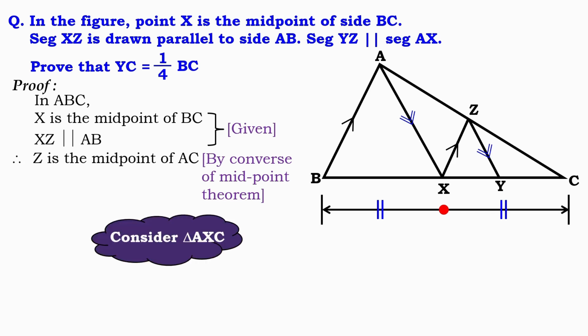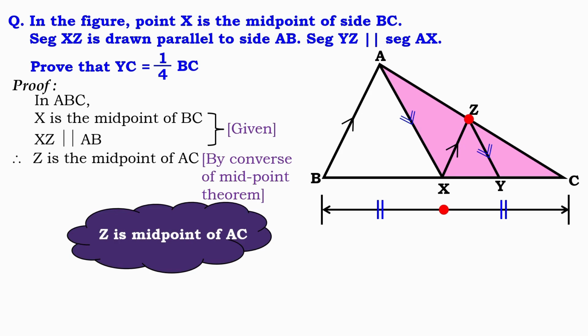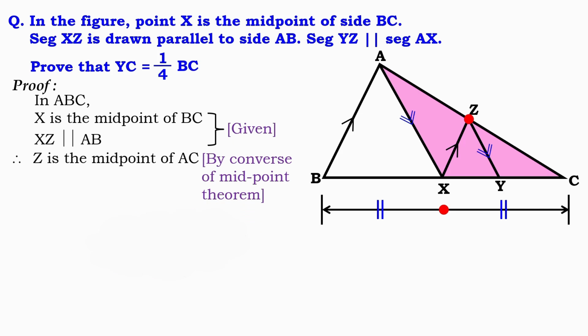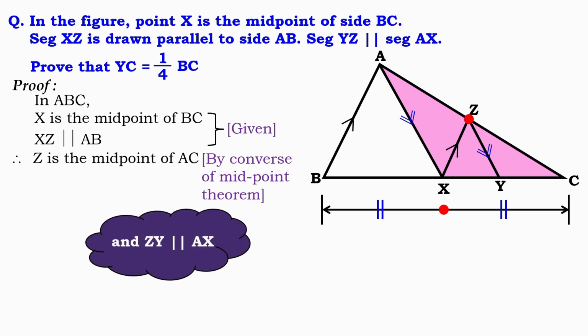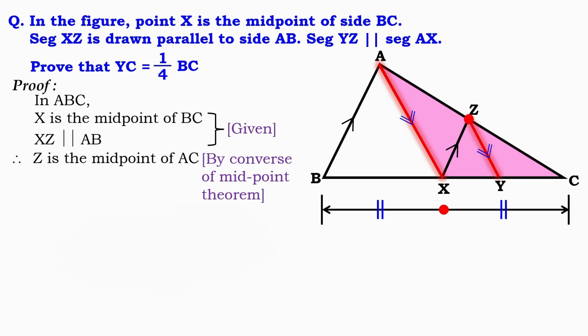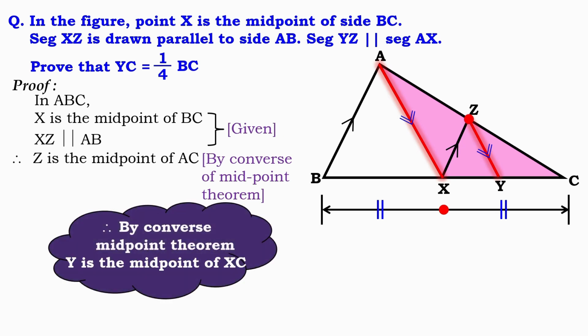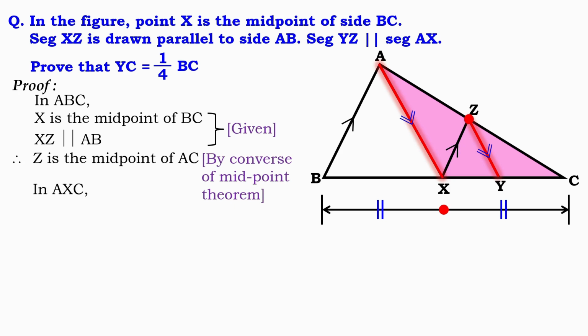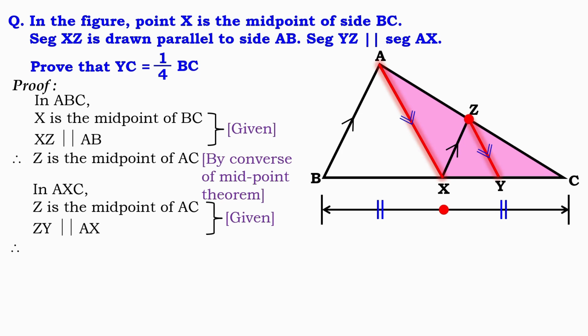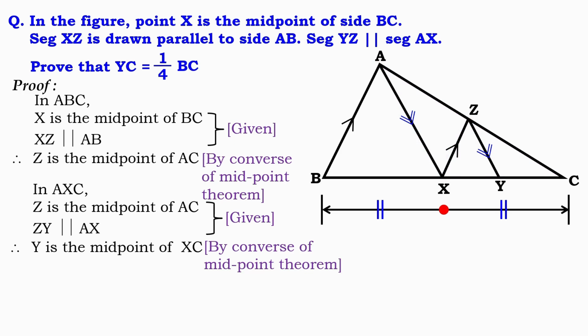Now consider triangle AXC. Okay, this one. So Z is the midpoint of AC, that already we got. And it is given that ZY is parallel to AX. Okay. So what we can say that by using the converse midpoint theorem, Y will become now the midpoint of XC. So let us write this. In triangle AXC, Z is the midpoint of AC and ZY is parallel to AX. This is given. So Y will be the midpoint of XC by using converse of midpoint theorem.